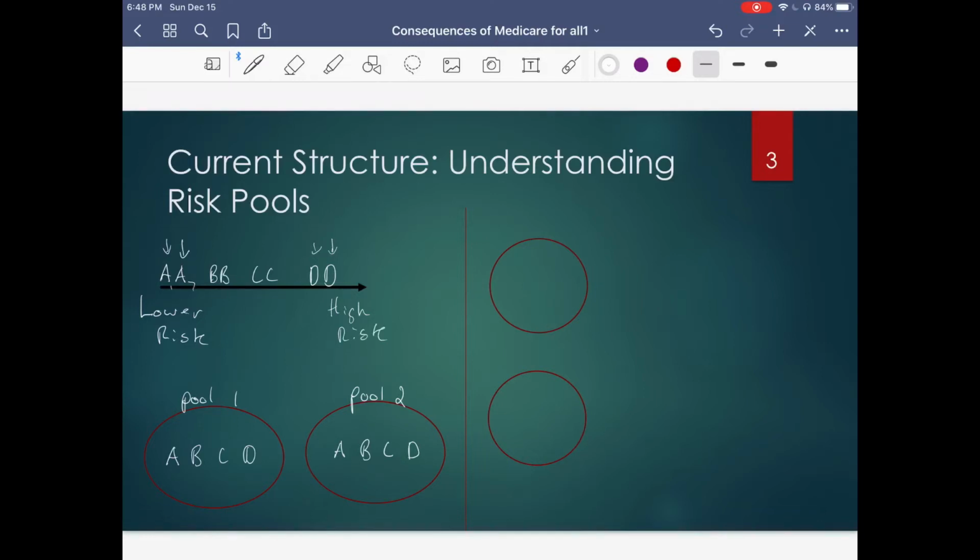In an ideal market share or risk pool, you split these individuals up so costs are more efficiently allocated between each individual. So individual D is not paying more than individual A for healthcare. They're paying the same costs, while D essentially receives higher perceived benefits in the long run because they are a high risk individual.